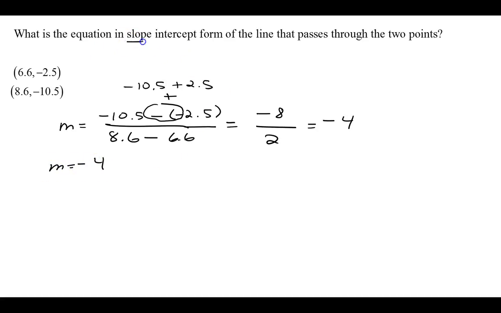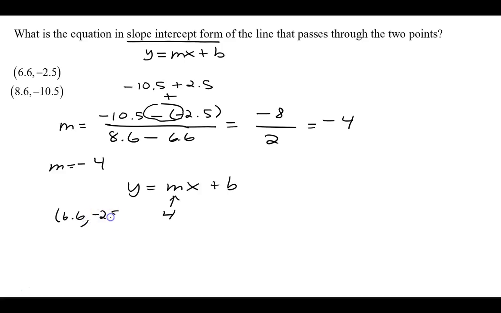Write the equation in slope-intercept form. That's y equals mx plus b form. So if we have the m, we know that is negative 4. Then what we can do is take either of the 2 points, 6.6, negative 2.5 is a good one, and then this 6.6 will be your x, this negative 2.5 will be your y, and you plug them in, and it's your job then just to find out what b is.